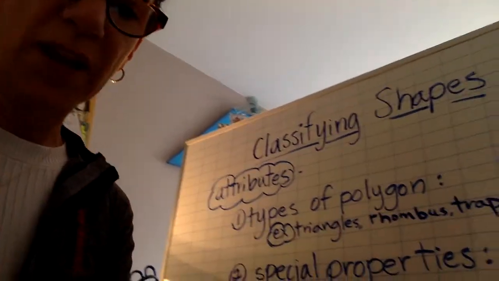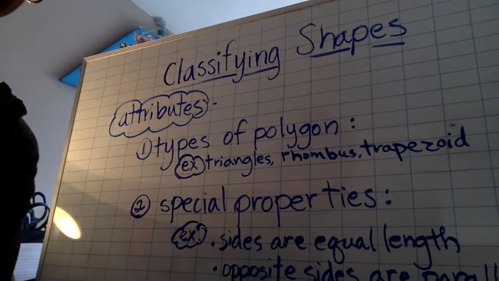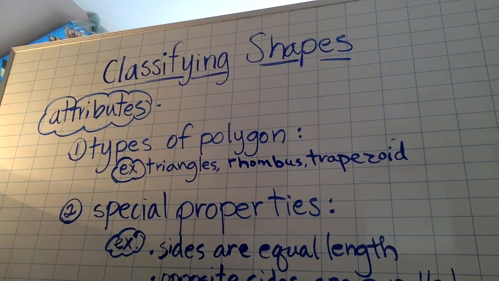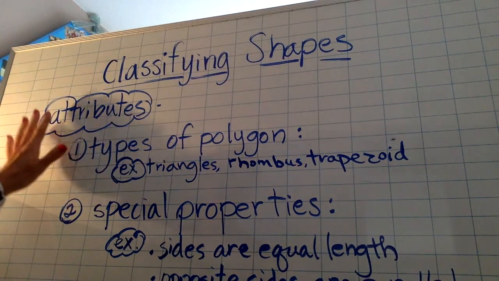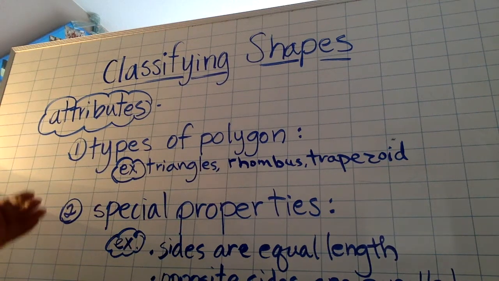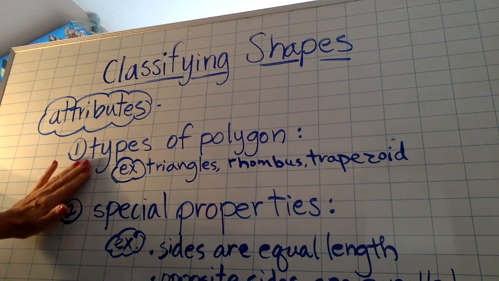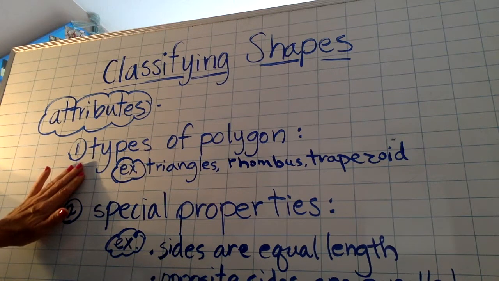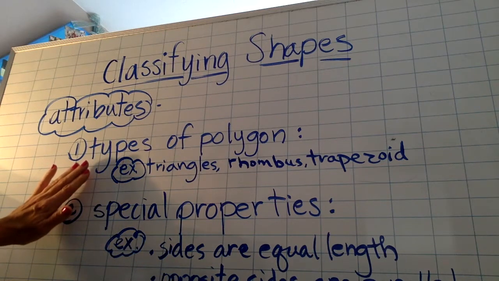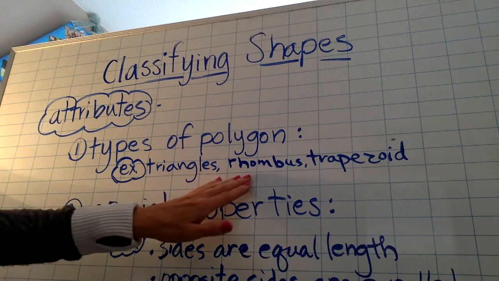I've got our information set up for today. I'm going to ask you to look at what I have set up as classifying the shapes. I've shown you that you're going to break it up into attributes. What are attributes? The ways that you can put them into groups. The simple way that you have been doing that is by the type of polygon. In the last lesson, you noticed the type of polygon is the shape that you're going to notice.